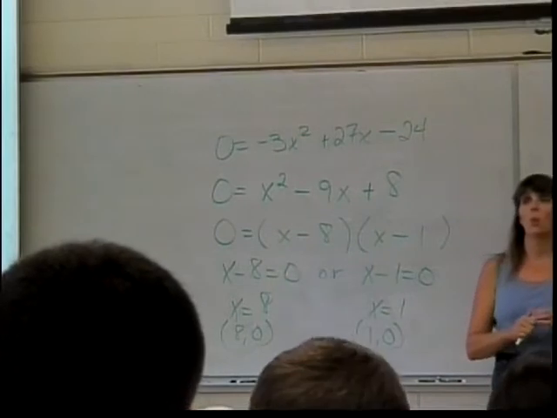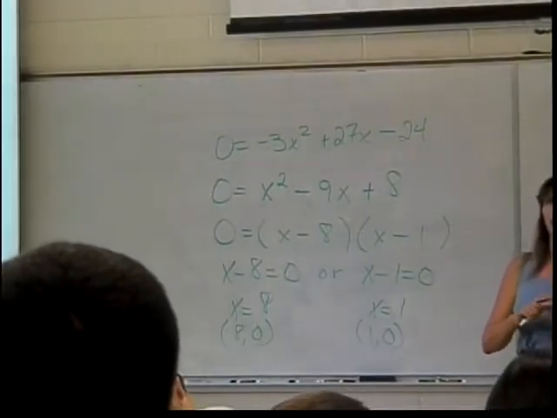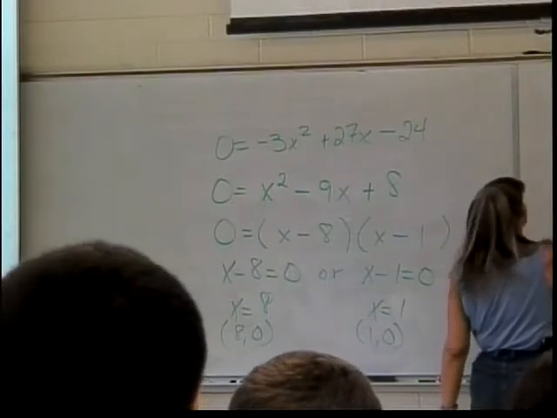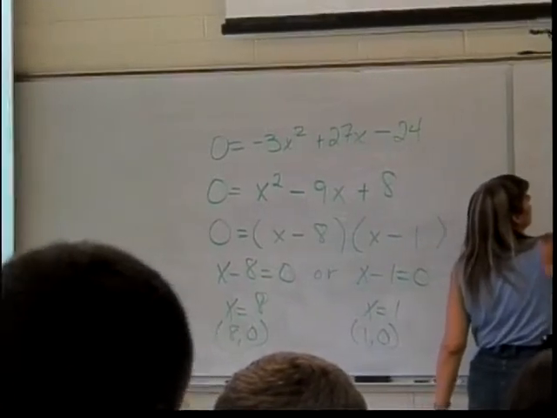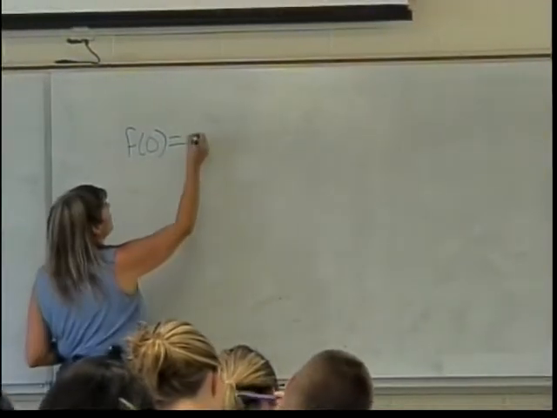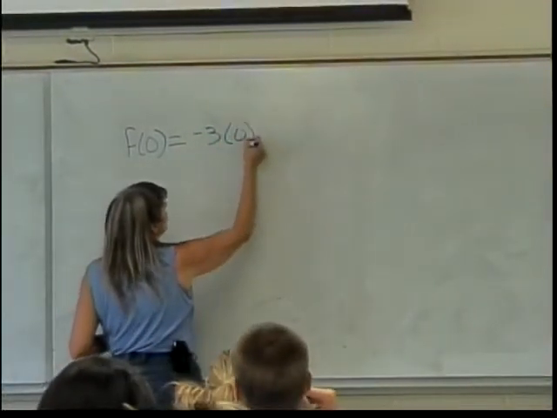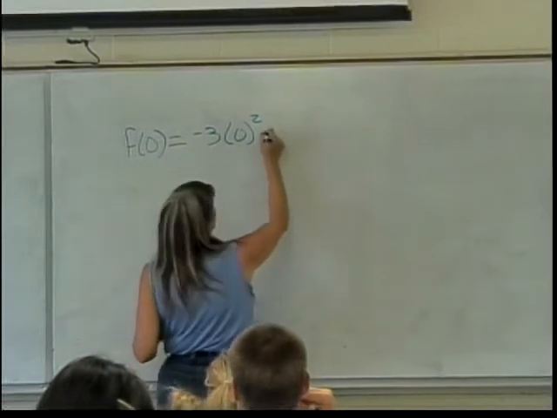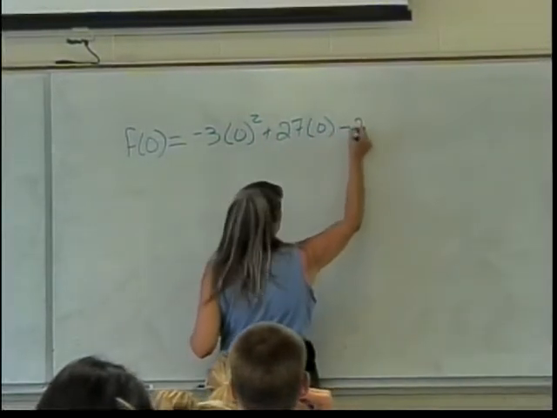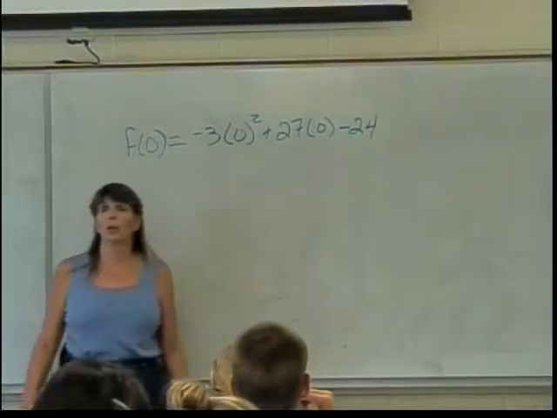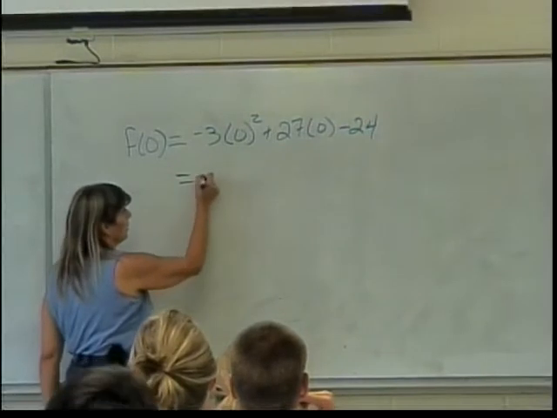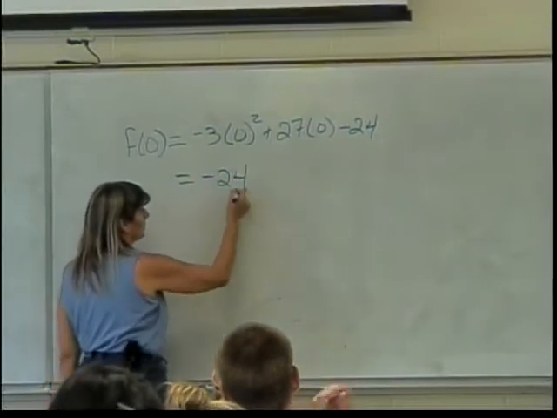What about finding the y-intercept? What do I do to find that? Make x equal to 0. So in the case of this one, that means I'm going to take 0 and plug it in for x. I'll get negative 3 times 0 squared plus 27 times 0 minus 24. And yes, you will have to write that down for me. At that point, then you can say it's negative 24.